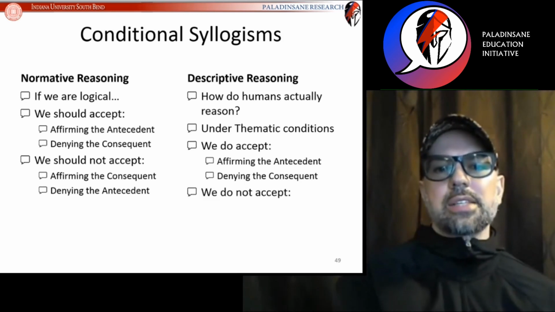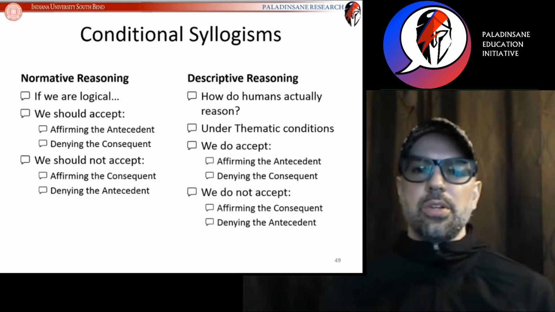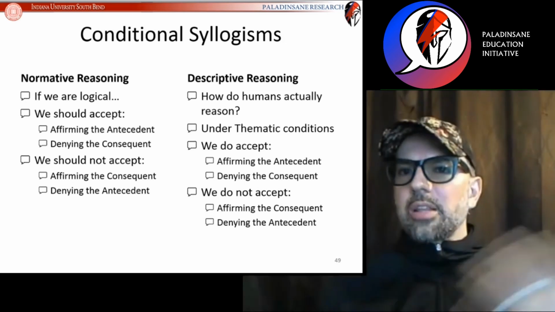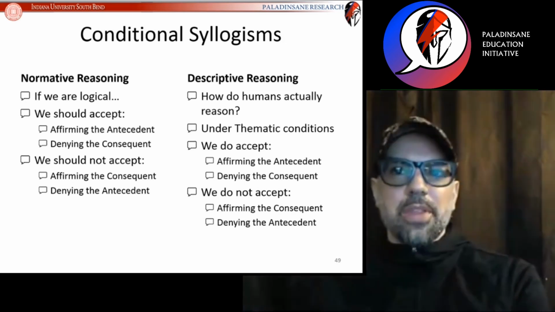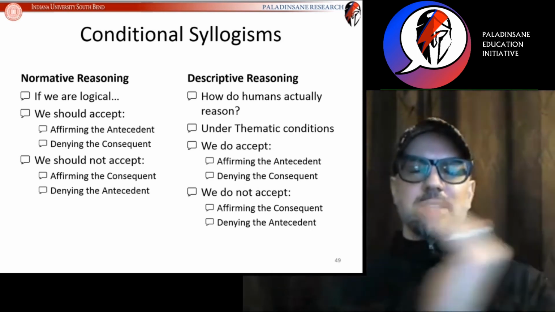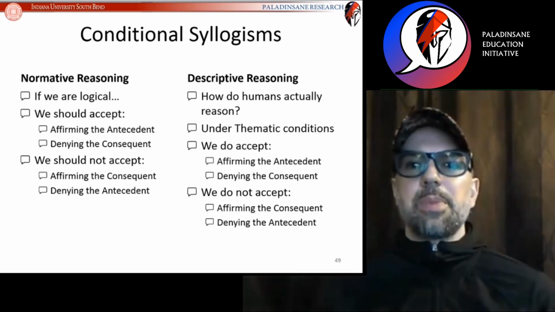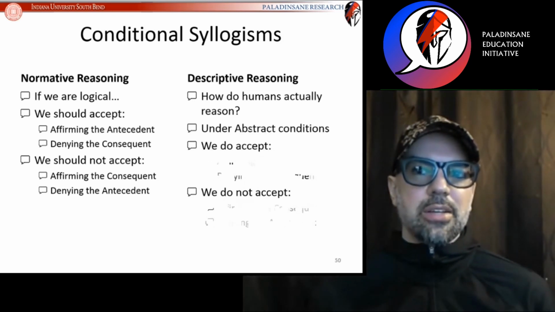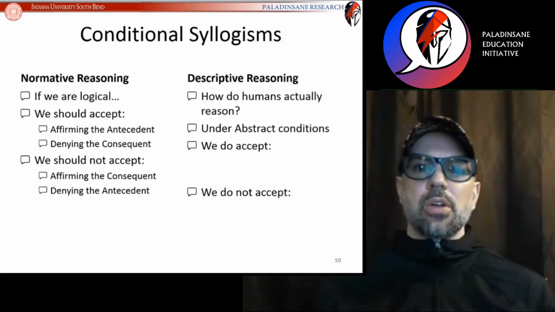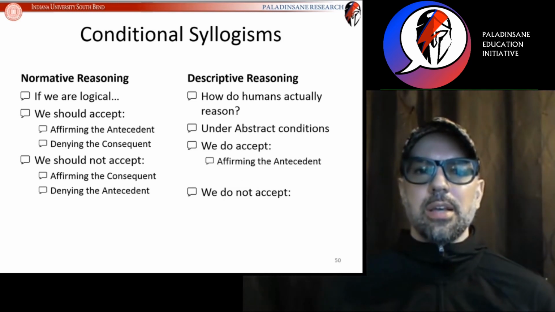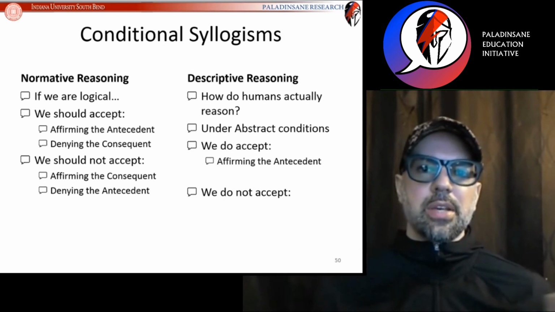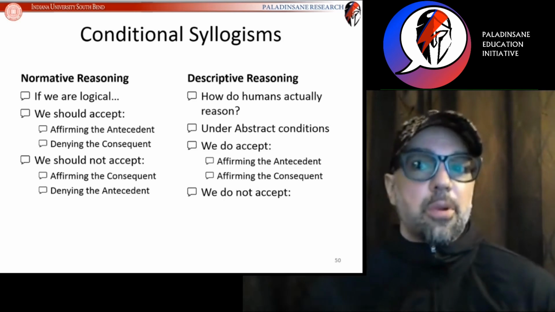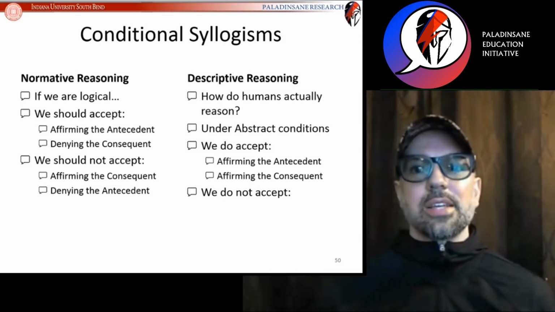And what we do not accept is we do not accept affirming the consequent, and we do not accept denying the antecedent. So under thematic conditions, we check the people drinking beer, and we check the people that are 16 years old, right? We affirm the antecedent, and we deny the consequent. We do much better under thematic conditions, much more like normative reasoning. Put us in abstract conditions, and our human minds fail. So we will accept affirming the antecedent, but we will incorrectly accept affirming the consequent. We'll look at that Q card and flip it over looking for P, not realizing that it tells us nothing.